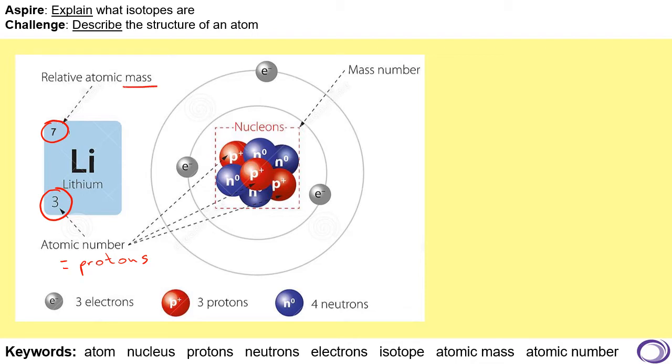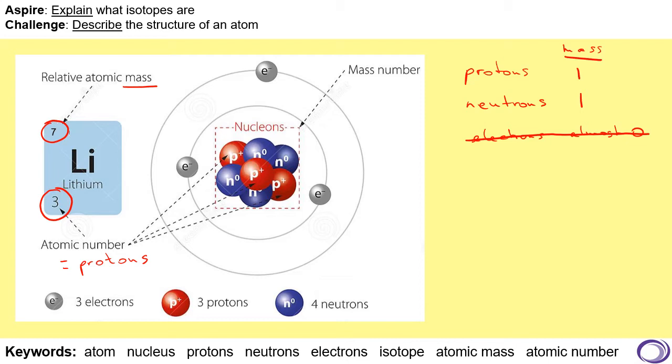Now, if you remember from earlier on in the lesson, we said that protons have a mass of 1, and we said that neutrons also have a mass of 1, and we said that electrons have a mass of almost 0. Okay, so when we're looking at the overall mass of an atom, we can ignore the mass of electrons. They're negligible, okay? They're so small that we can just discount them entirely.